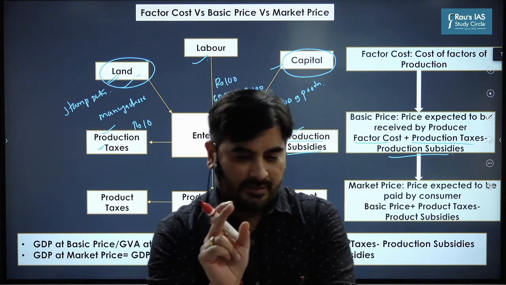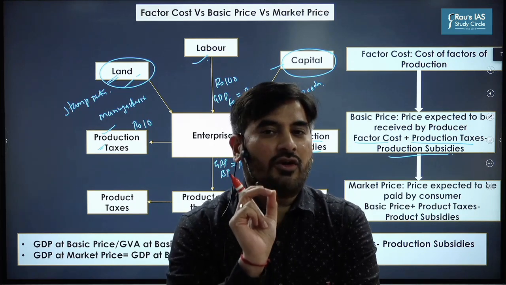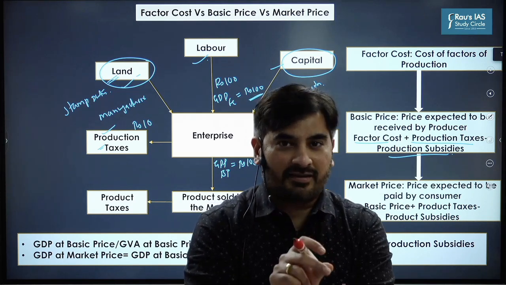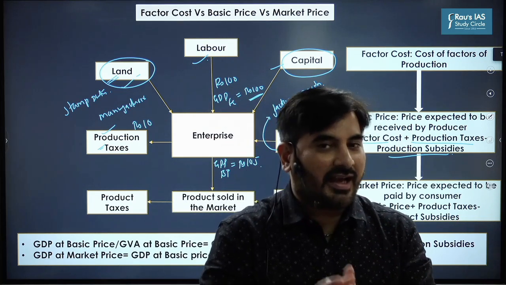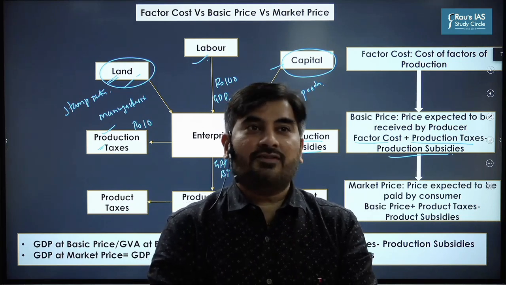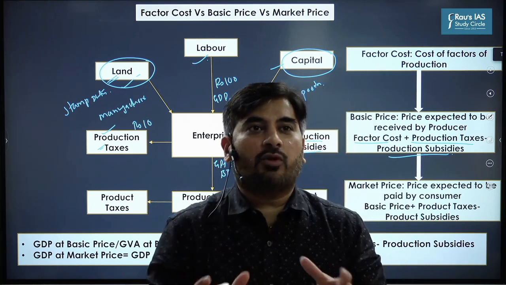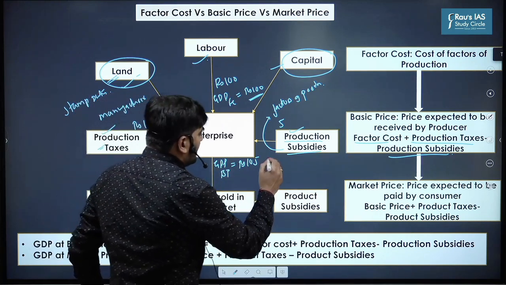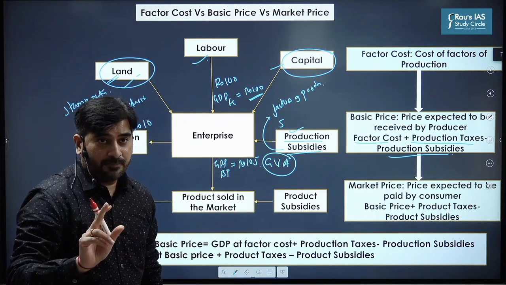Apart from that, I just want to make one thing clear here. You must have also heard of a concept of GVA at basic price, gross value added at basic price. Please do not confuse. GDP at basic price and GVA at basic price, both are same. There's no difference between the two. So when I say that this is a GDP at basic price, this is the same as GVA at basic price as well. Are we clear now?